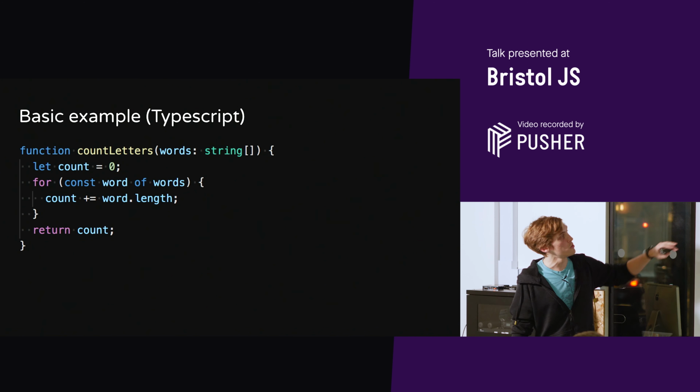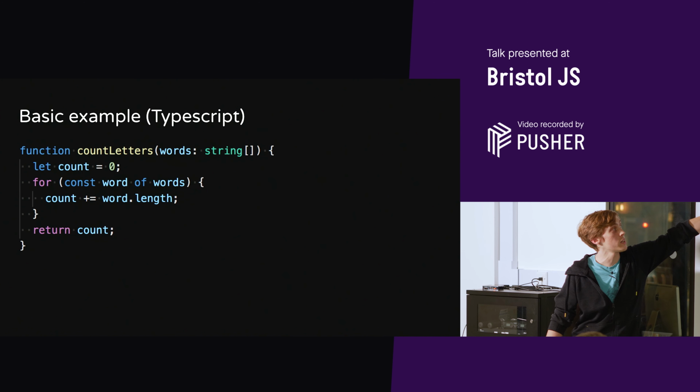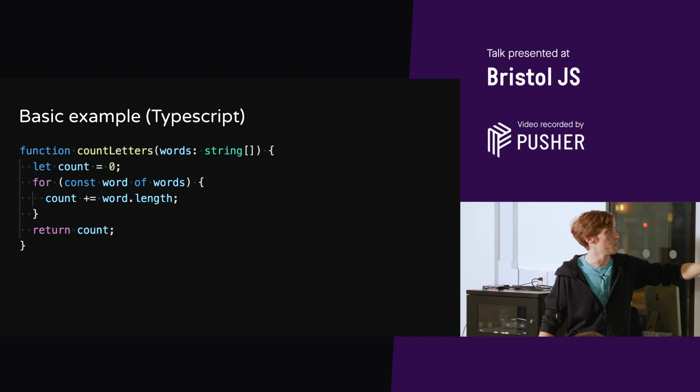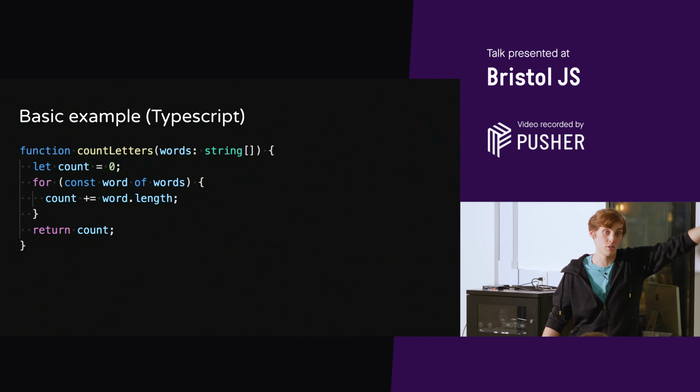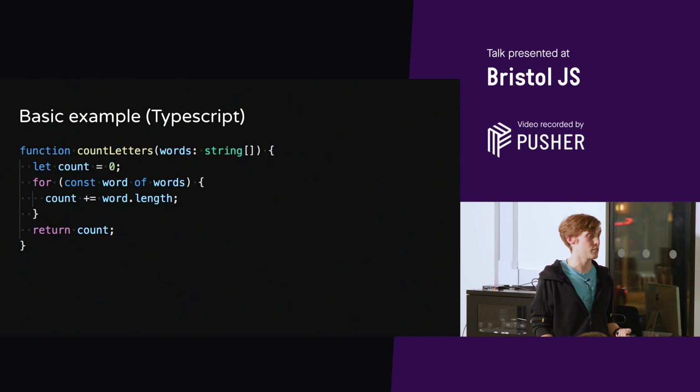So TypeScript knows this count needs to be a number because you've set it to 0. It knows that word is a string because words is an array of strings. It knows that length is a number because strings have a property called length, which is a number. And it knows the return type is a number. So all of this is inferred.